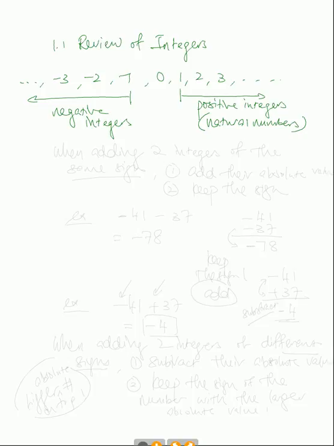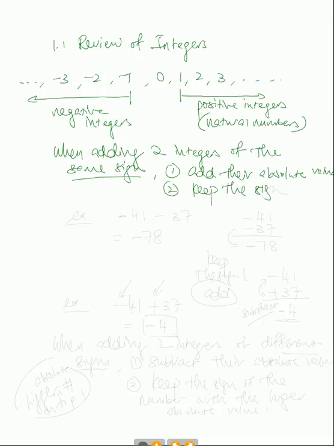So what do you have to remember about integers? When adding two integers of the same sign. Now remember, the sign of the number is in front of it. So what you need to do, number one, you need to add their absolute values. That's one. And then you need to keep the sign.